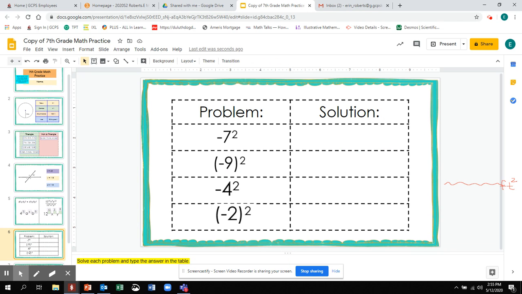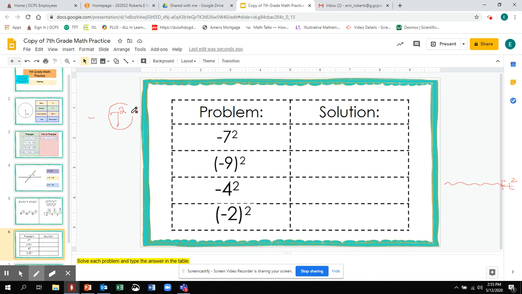For our last slide, we're going to be solving these exponent problems. So our first one says negative 7 to the second power. For this problem, because the negative is not in parentheses, the only thing that's being raised to the second power is 7. So this problem is really saying what is the opposite of 7 to the second power.